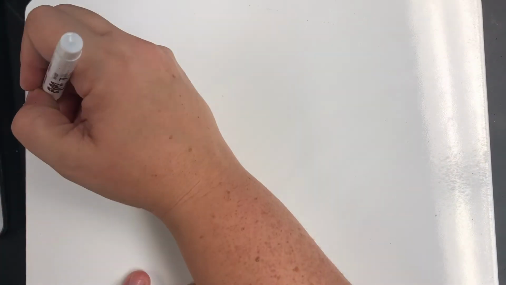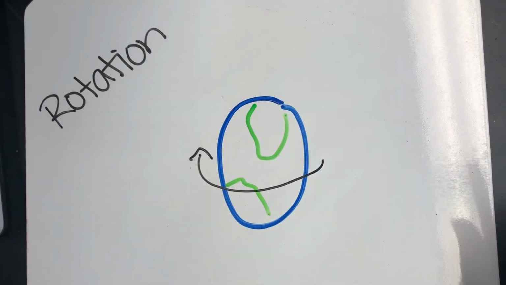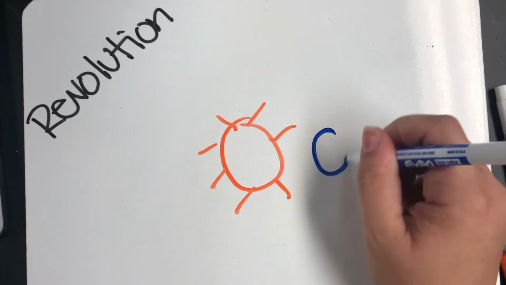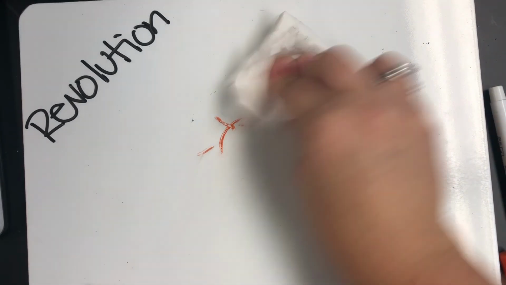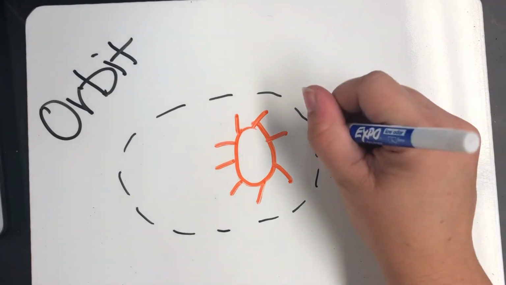Okay, review time. Rotation is when the Earth spins on its axis. Revolution is when the Earth moves around the sun. An orbit is the elliptical path the Earth takes as it revolves around the sun.